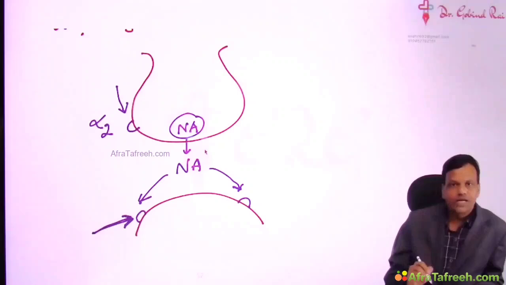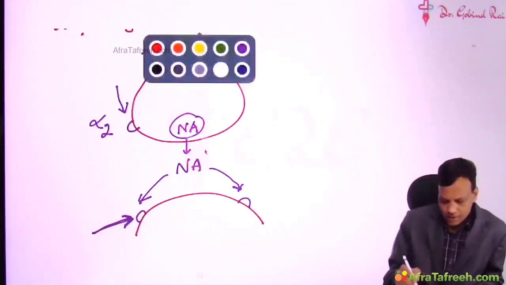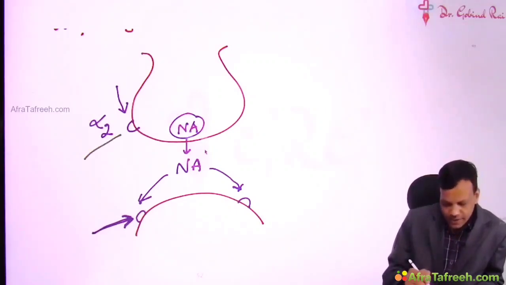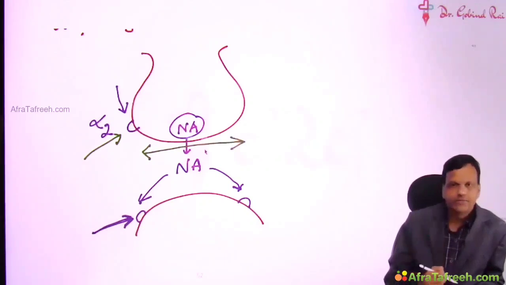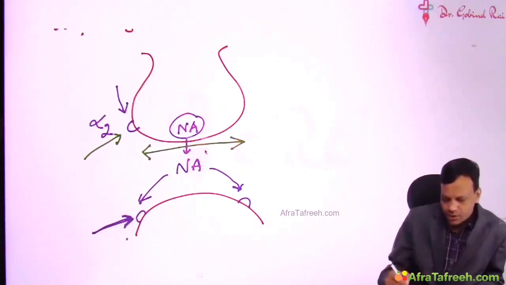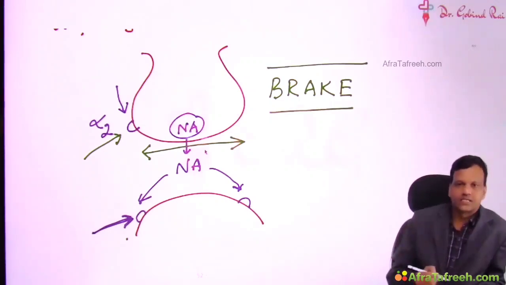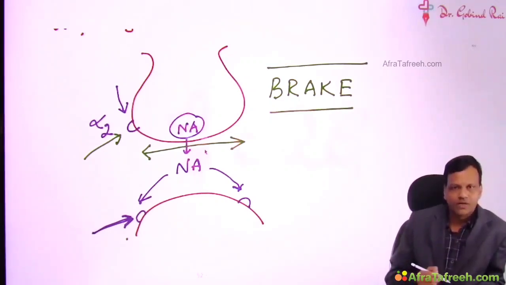But we also require brakes in the car, because if we do not press the brakes, there may be an accident. So this alpha 2 receptor acts like a brake. That means whenever we stimulate alpha 2 receptors, it will inhibit the release of noradrenaline in the synapse. When noradrenaline does not come, sympathetic activity stops. So simply you need to remember that alpha 2 acts like a brake to the sympathetic system. It is mainly presynaptic.